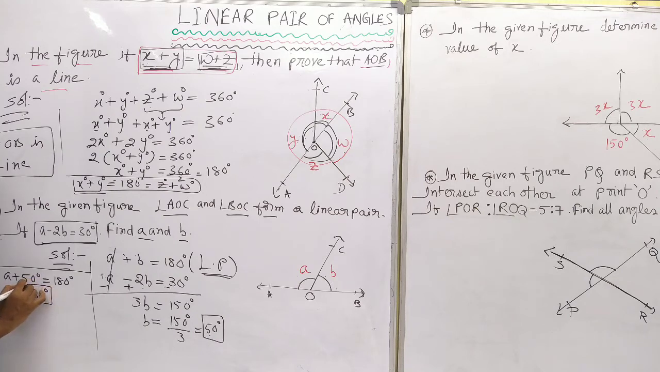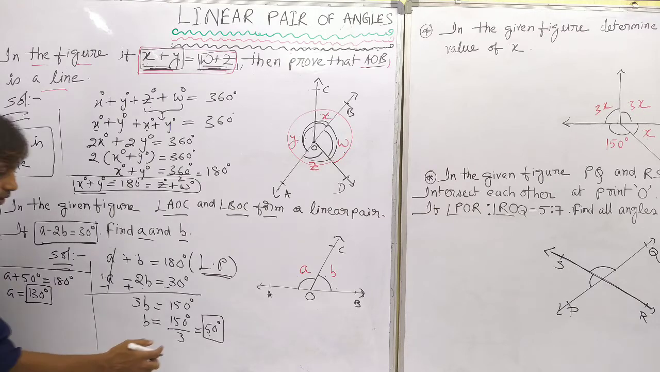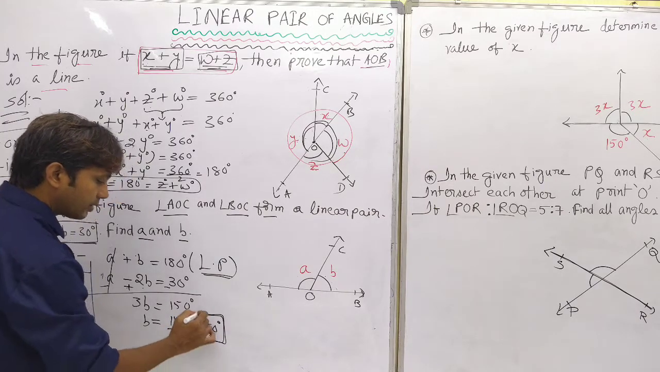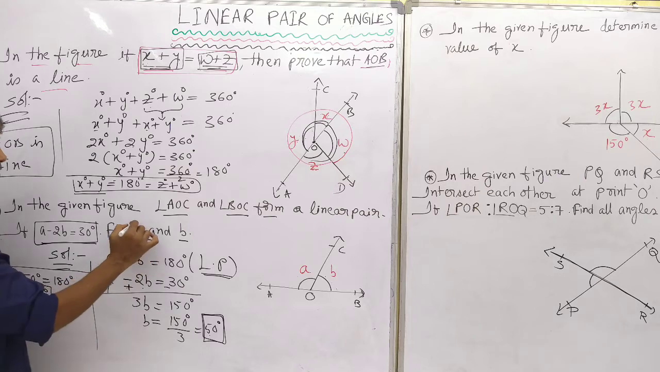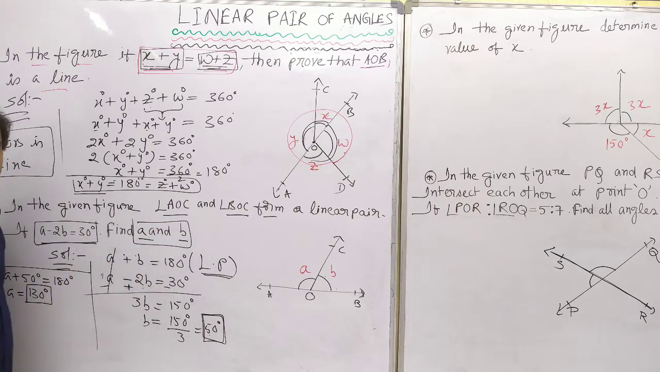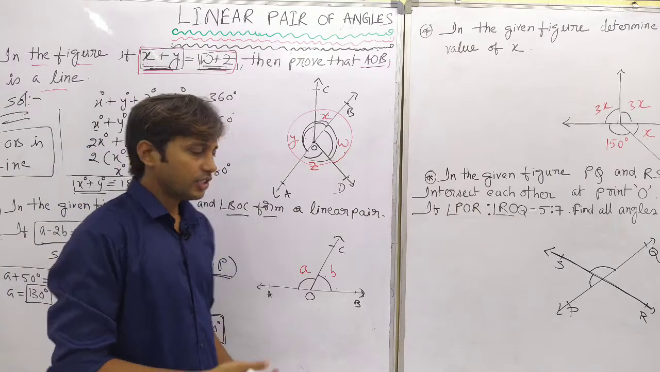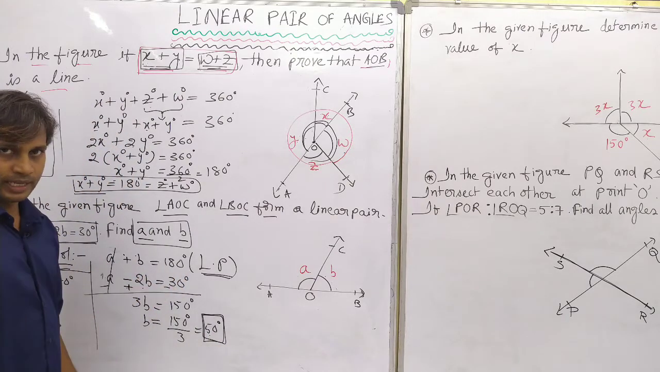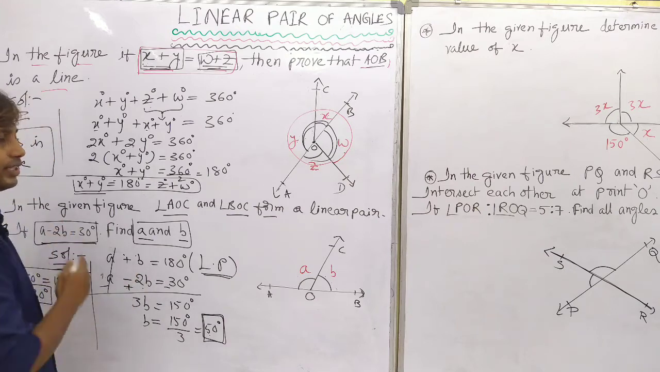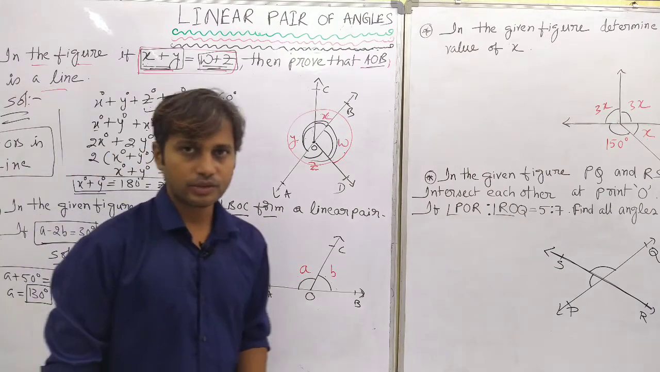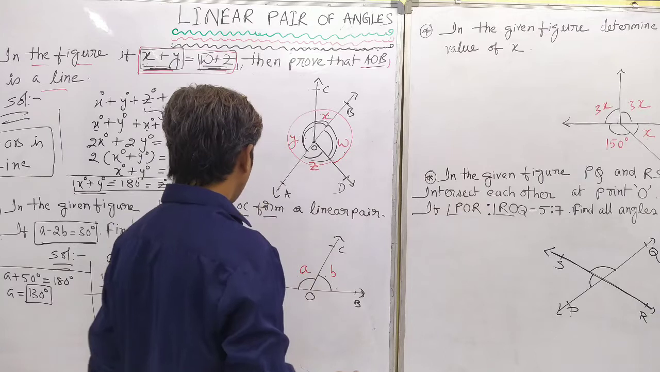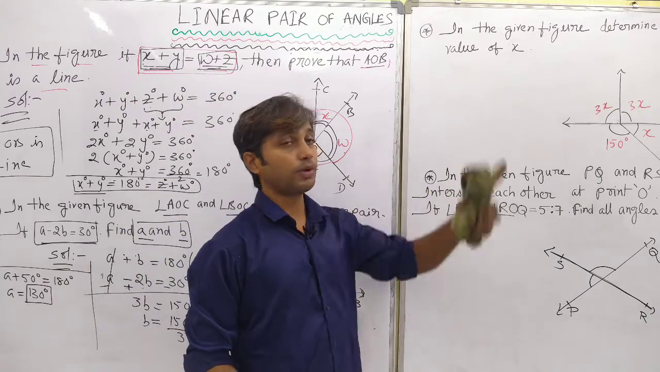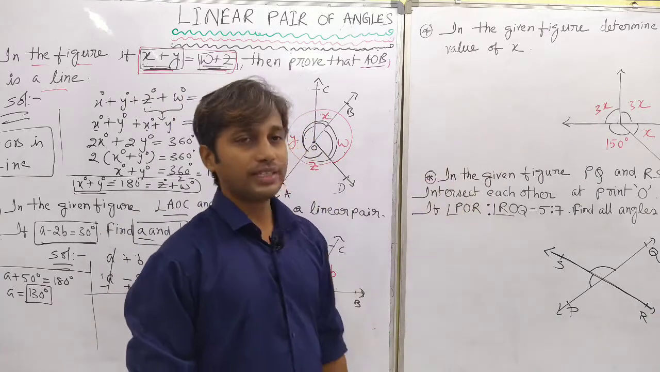So what is the value of a? Your value of a would be 130 degrees. And what is the value of b? It is 50 degrees, which is asked to find here. That's it, simple thing. In this problem also we just used the condition of a linear pair of angles and we solved it with the given condition and we obtained the values of a and b together. Okay, so this is about the second problem. Let us move on to the third problem, and that is also a very simple one.